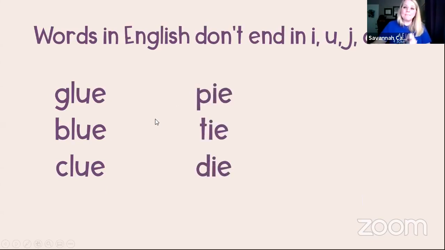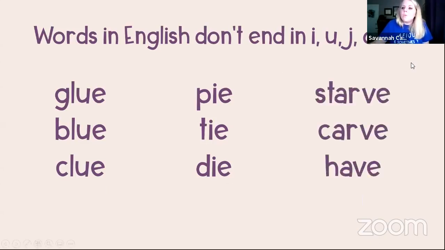Same thing with words like pie, tie, and die. Words in English cannot end in I, so we add that silent E on the end. So this is two more reasons why we might have a silent E. So we know that we could have a silent E to make a vowel sound long, to soften a C or a G, to make a word not end in a U or an I. And here's another rule. Words in English cannot end in the letter V. So this is what I teach my kiddos.